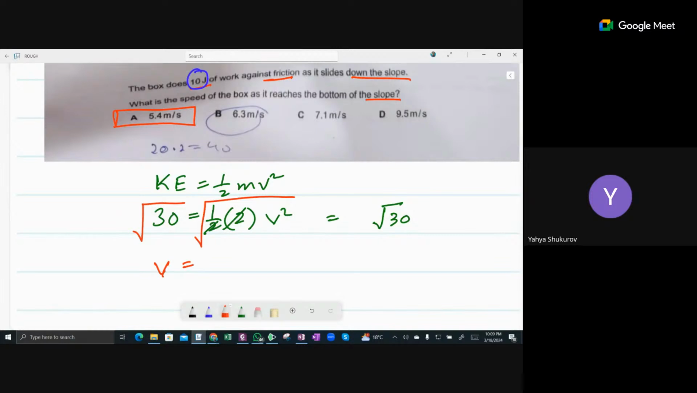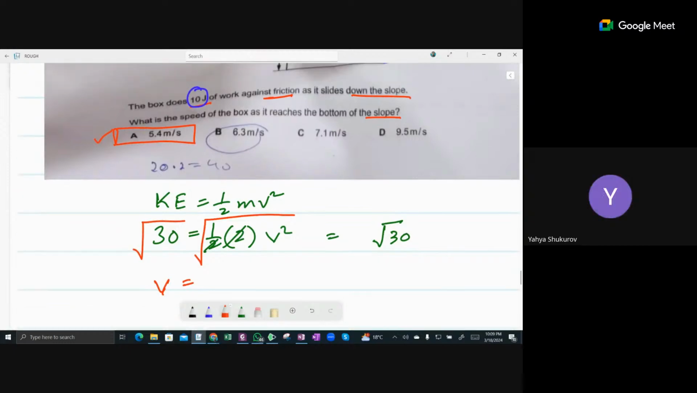Yes. It's approximately 5.4. Yeah, 5 point. Okay, 5.4. Almost 5.4 would be the right option. Okay.